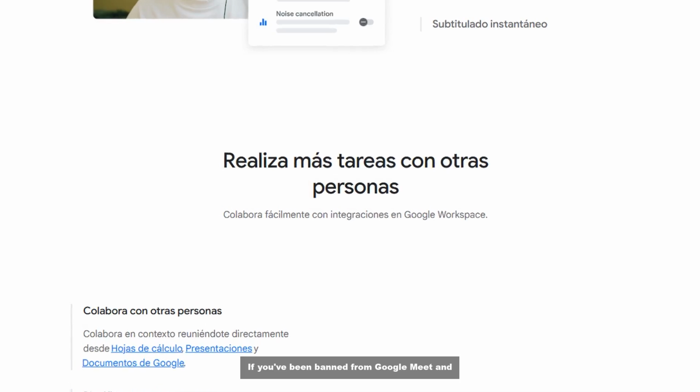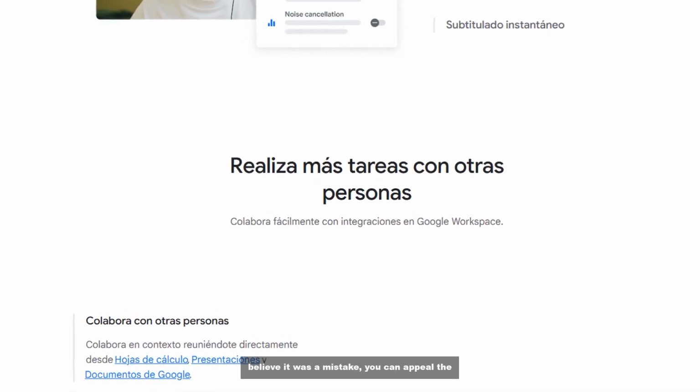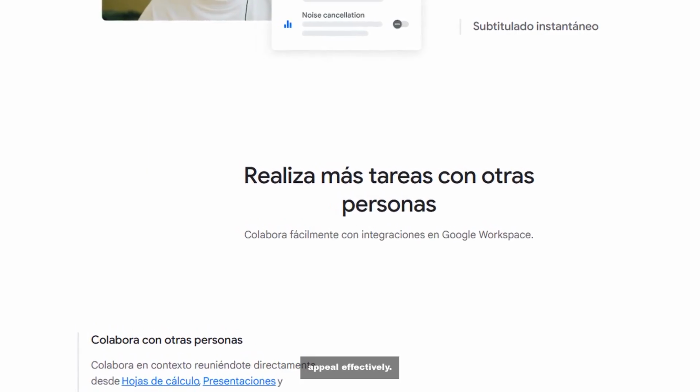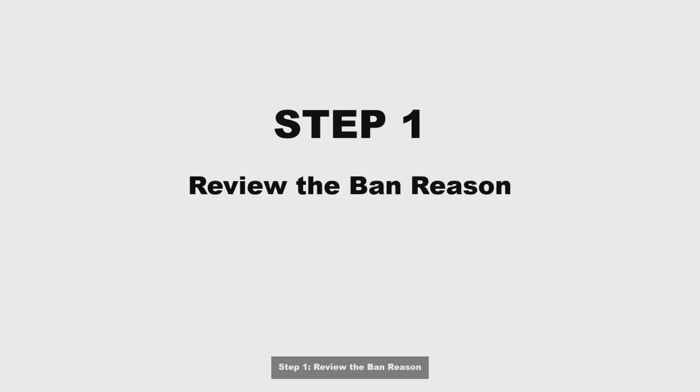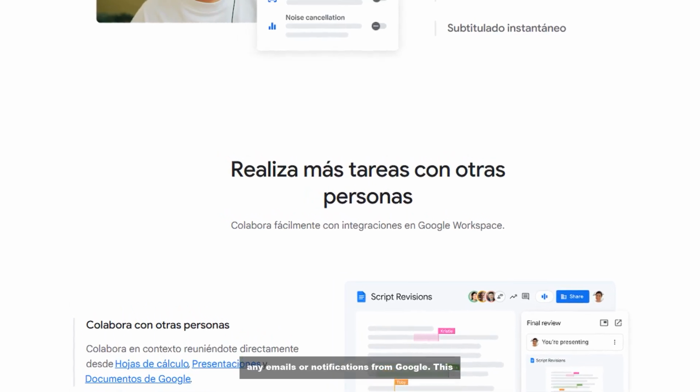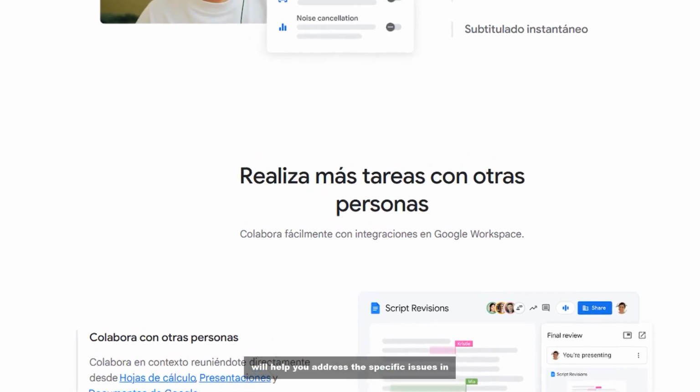If you've been banned from Google Meet and believe it was a mistake, you can appeal the decision. Follow these steps to submit your appeal effectively. Step 1. Review the ban reason. Understand why you were banned by checking any emails or notifications from Google. This will help you address the specific issues in your appeal.